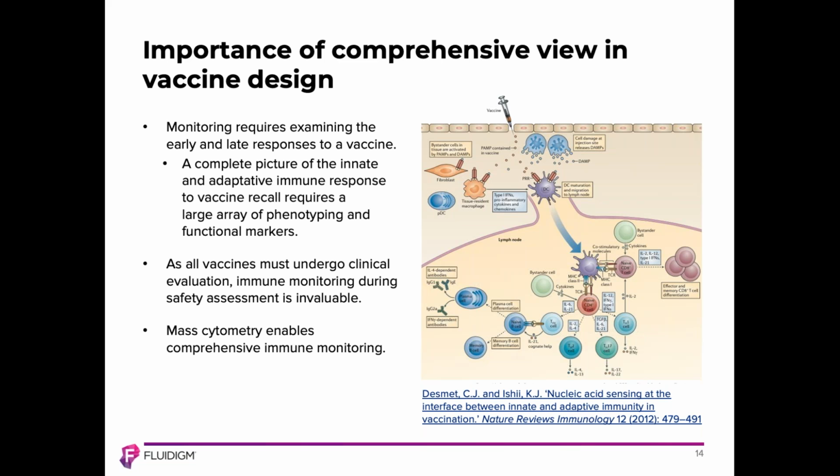The graphic shows a simplified example of the immune cascade which occurs upon vaccine delivery by injection, in this particular example. In order to capture a comprehensive view of the response, a proteomic panel with many phenotyping and functional markers is required. Mass cytometry provides this capability. Furthermore, as all vaccines must undergo clinical evaluation, immune monitoring of the response to the vaccine regimen is invaluable. Mass cytometry is a clear, straightforward solution for comprehensive immune monitoring.